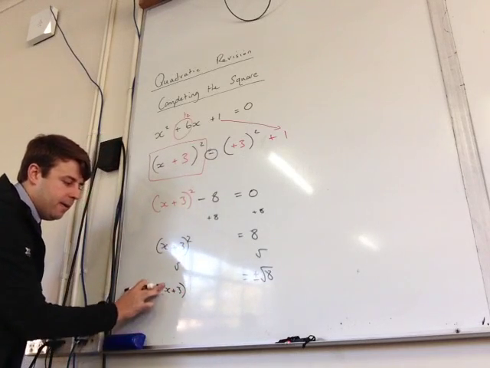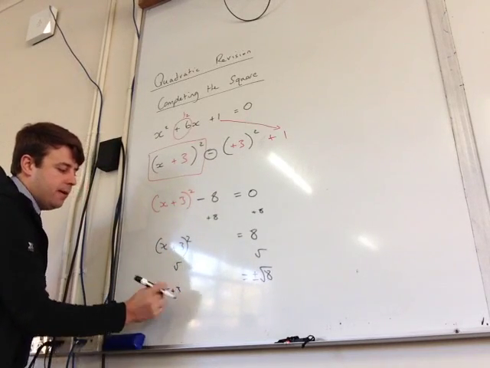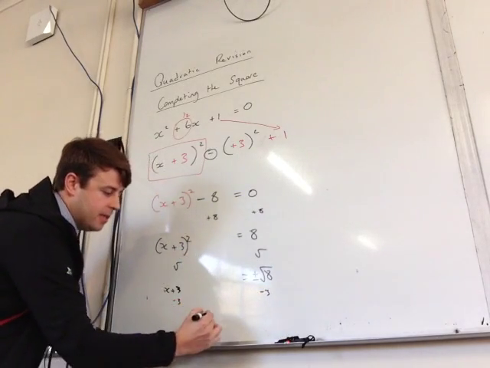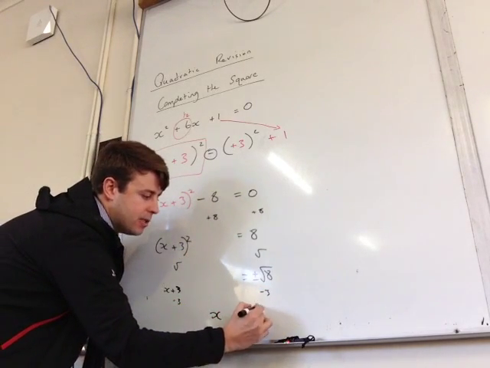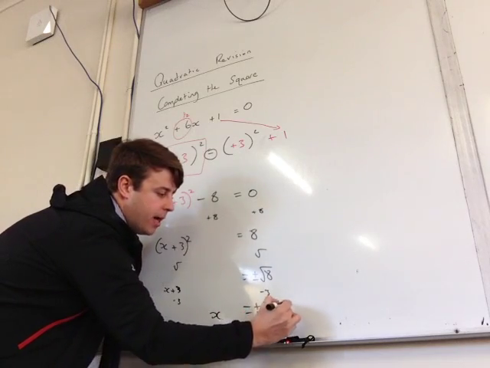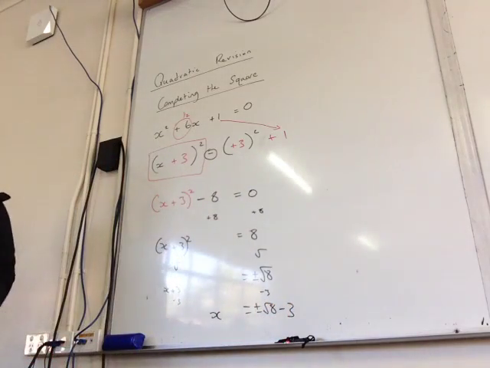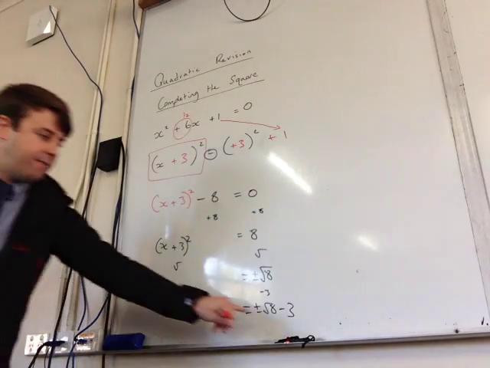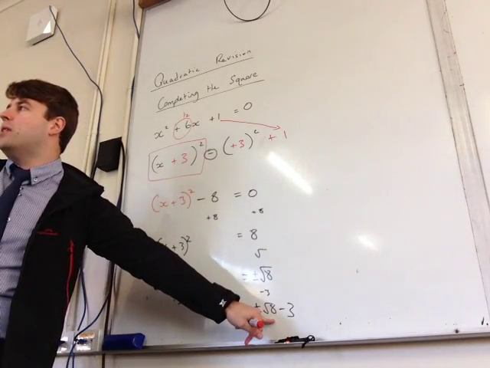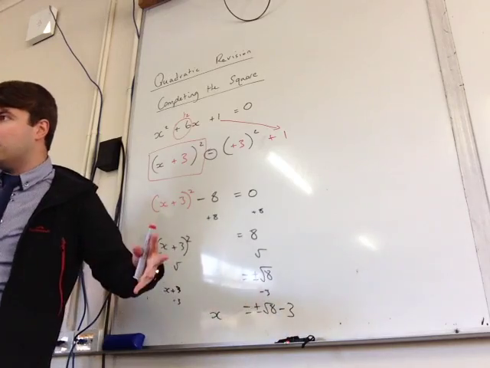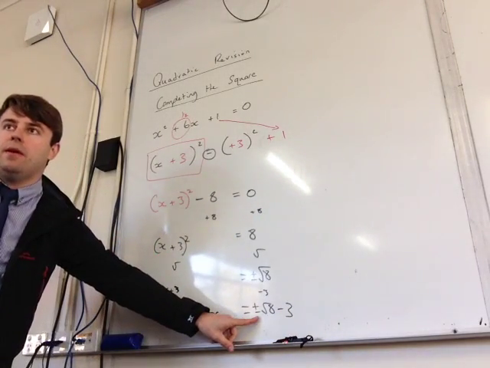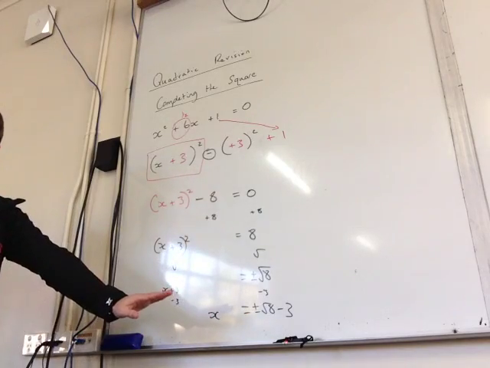Then finally, I just have to get rid of the 3. So I just, in this case, take 3 from both sides. So x equals plus or minus root 8 minus 3. That is the answer in exact form. It's exact form because I haven't tried to work out root 8 and then round the number. I've just left it as root 8. There are 2 solutions because I've got a plus and a minus there. That is my answer. Alright?